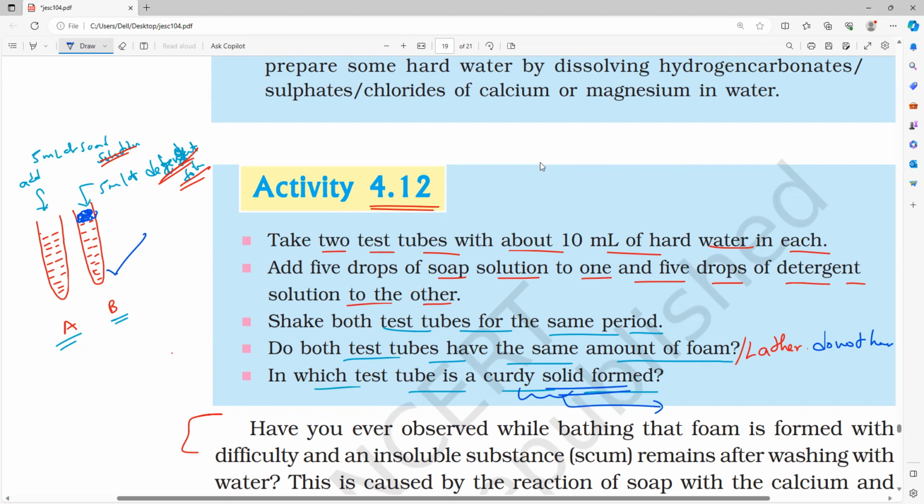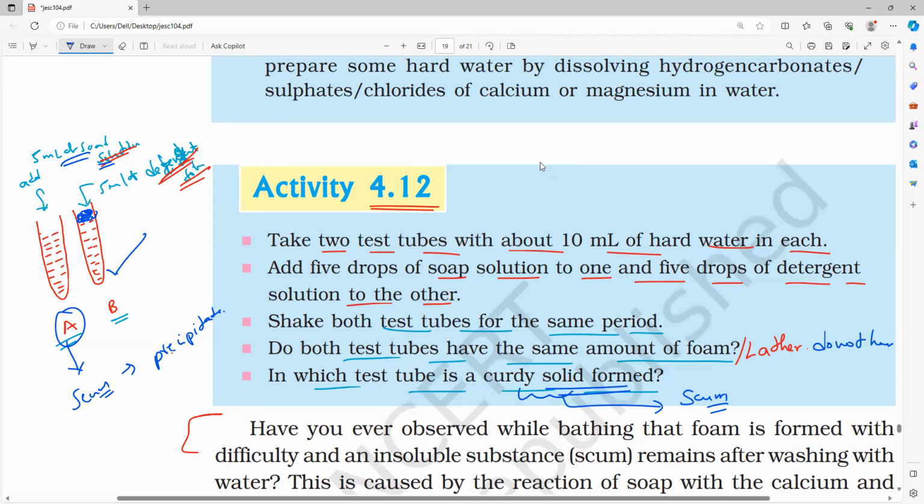Curd is solid. That hard solid is what we used to call a precipitate. What do we call it? A scum will form. So in which one will scum form? In the soap solution, that is test tube A. Test tube A will get a scum. That is what we used to call a precipitate. A precipitate will form.